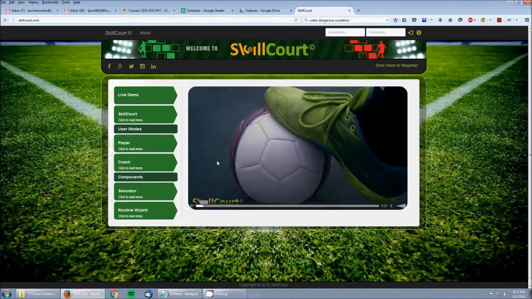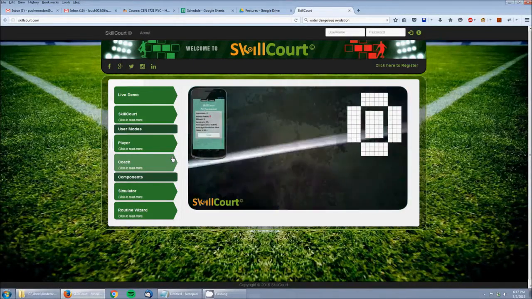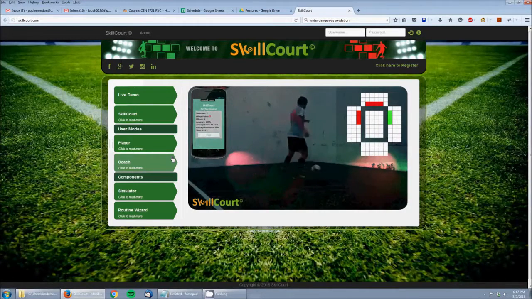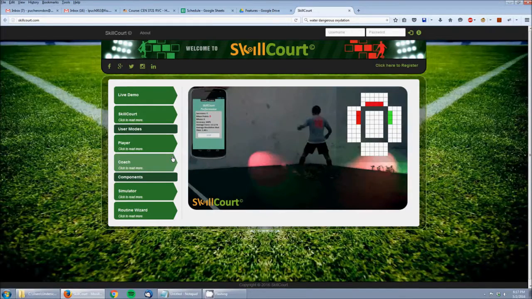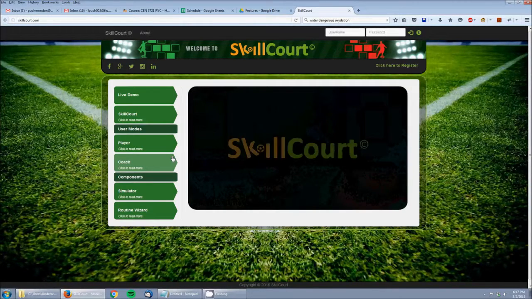Now, the traditional way of training soccer players is by having a field, a team, a coach, money, hard work, and dedication. The goal of SkillCourt is to ease down all of these requirements, to get rid of the need for an open field, a team, and a coach, making soccer practice cheaper and more effective for everyone.